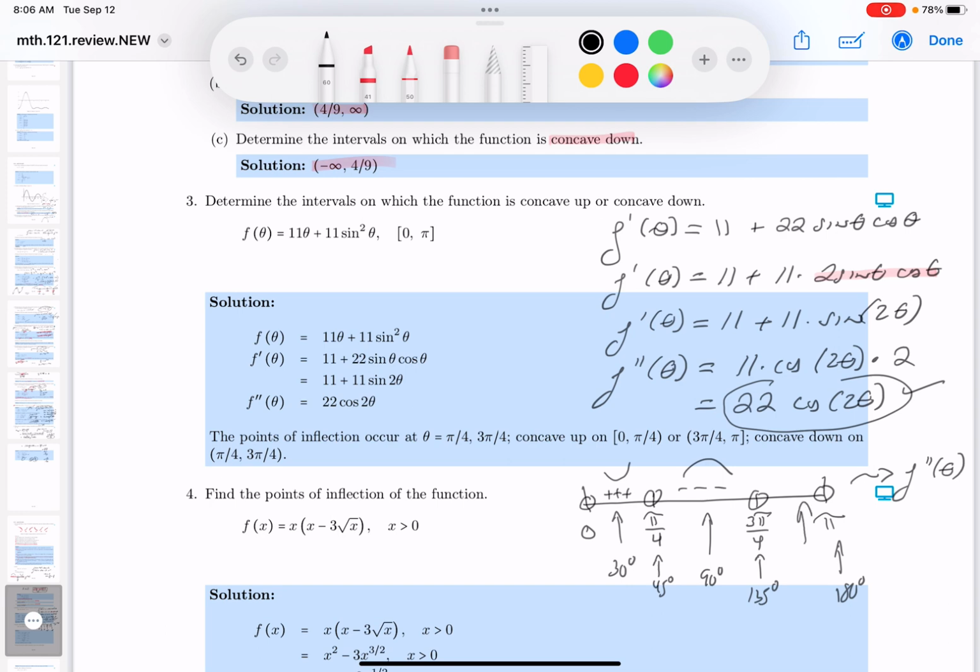Over here, let's see, I pick, let's see, I'm trying to think of a nice number to pick over there. 150. All right, 150. So 150 is definitely between 135 and 180. So 2 times cosine of 150, it would be 300.